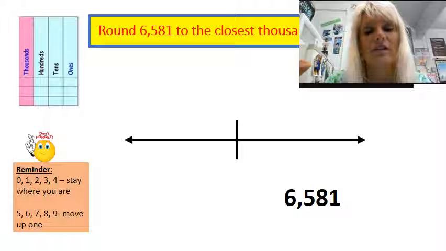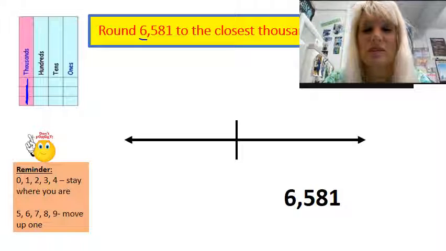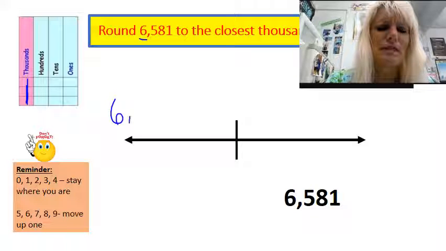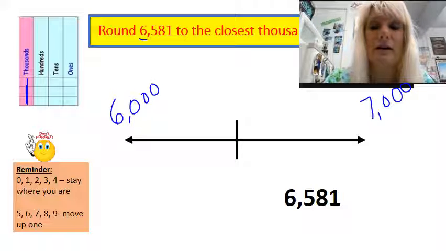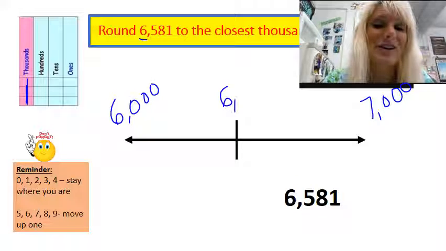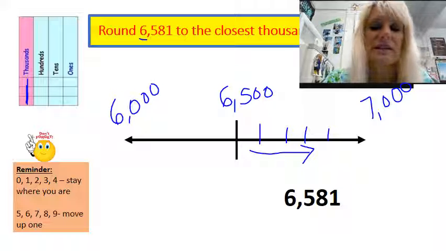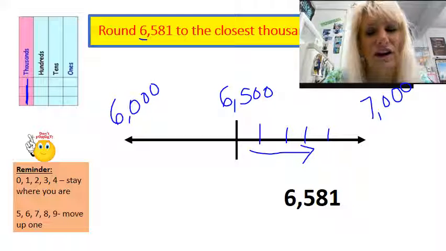Now I want you to round 6,581 to the closest 1,000. First of all, I see my thousands place here, and I'm remembering where my thousands place is over on my place value chart. So that means that my number is going to be somewhere between 6,000 and 7,000. All right, my halfway point is 6,500. I have 6,581. So I can tell that I am going to be somewhere over on this side because it's past 6,500. So it's going to be closer to 7,000.